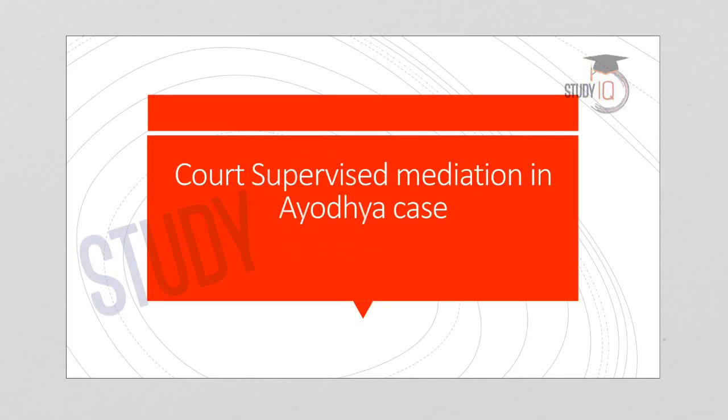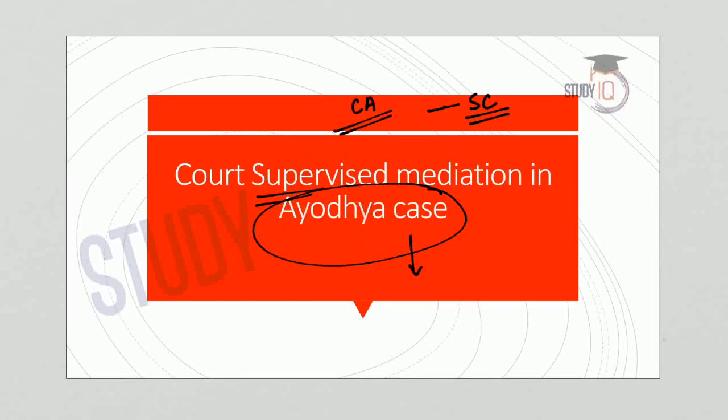I am Joy and today in this lecture we will discuss the court supervised mediation in the Ayodhya case. Coming to the current affair, the Supreme Court, the apex court of the country, had ordered a court supervised mediation to resolve the Ram Janmabhoomi-Babri Masjid land dispute case, popularly known as the Ayodhya case. The Supreme Court has given a time of 8 weeks to resolve this issue through mediation. We will discuss this issue in detail in this lecture.